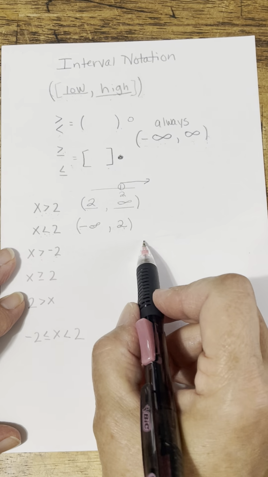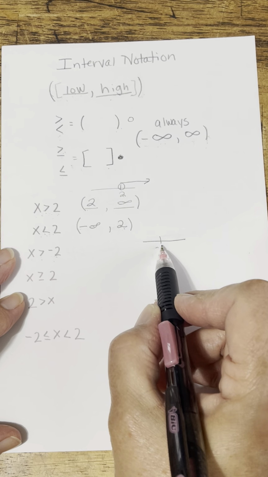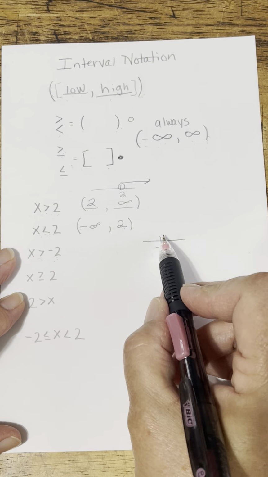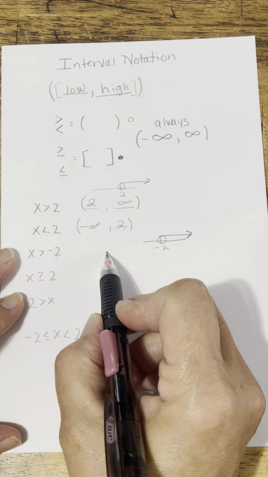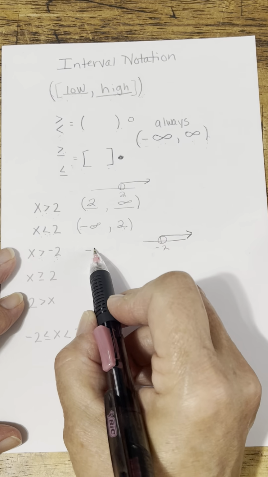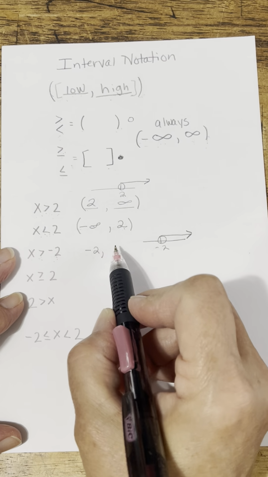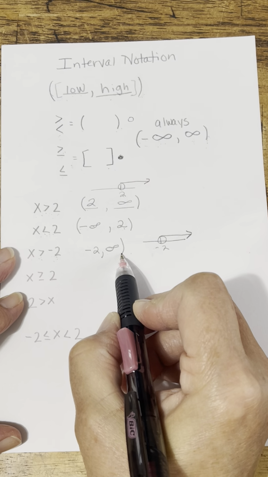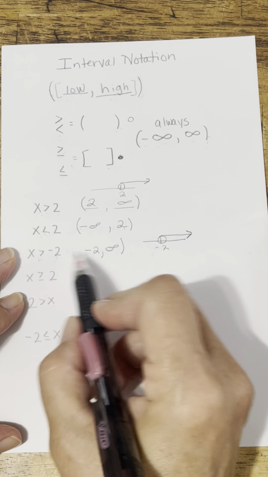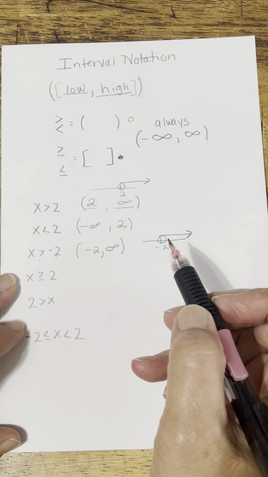All right, let's look at x greater than negative 2. What would that look like on a number line? Greater than negative 2 would be an open circle off to the right. So in interval format, negative 2 is the lowest number. The greatest number is positive infinity. Since this is infinity, it's a parenthesis. Since this is just greater than, it's a parenthesis.